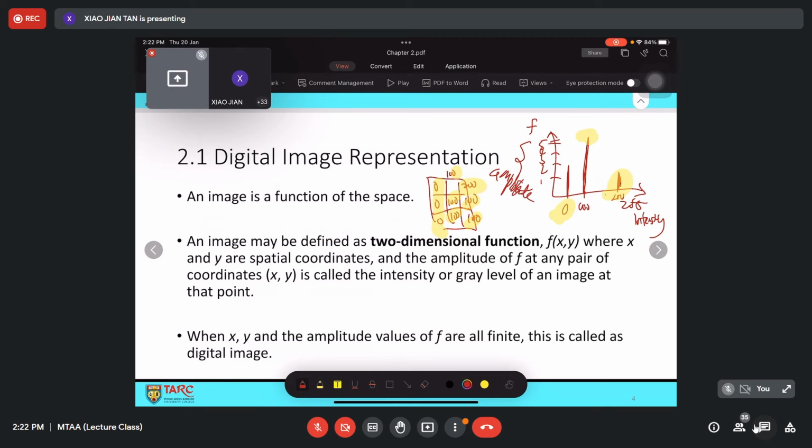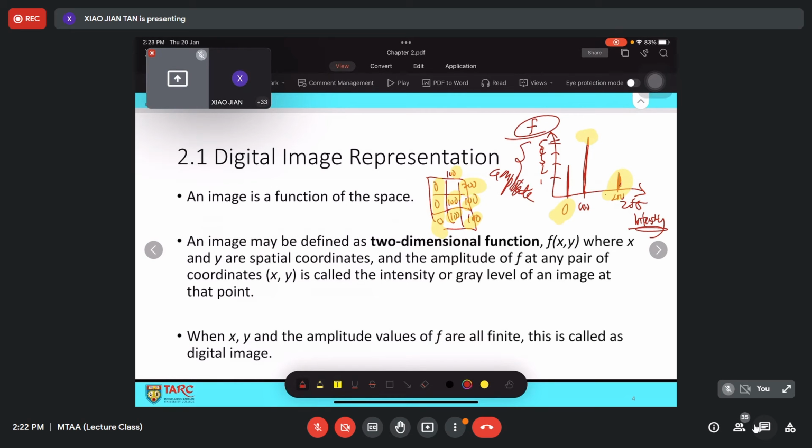And we call it frequency as well. And sometimes you can call it amplitude also, up to you. And this is the intensity, which ranges from 0 to 255. Why 0 to 255? Because this is the maximum number of bits.